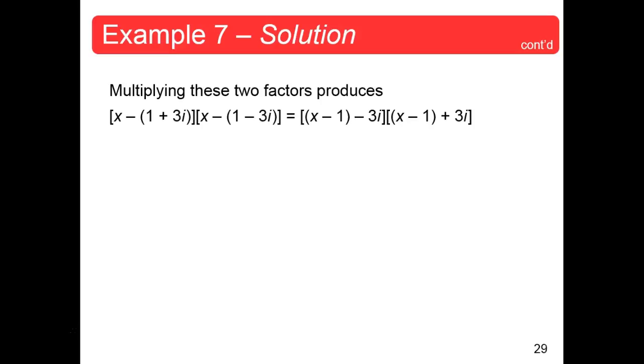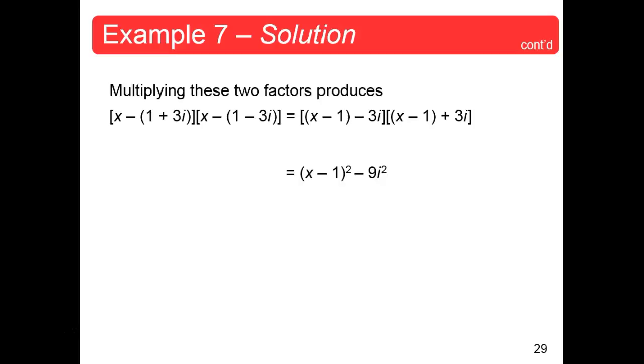X minus 1 times x minus 1 is x squared minus 2x plus 1. Okay, that's just a square of a binomial. And then this would be minus 3i squared. So i squared is negative 1, so that would be plus minus 3 squared, i squared, and 3 squared is 9. i squared is negative 1, so that would be plus 9. So this is what you, well, they wrote it out.